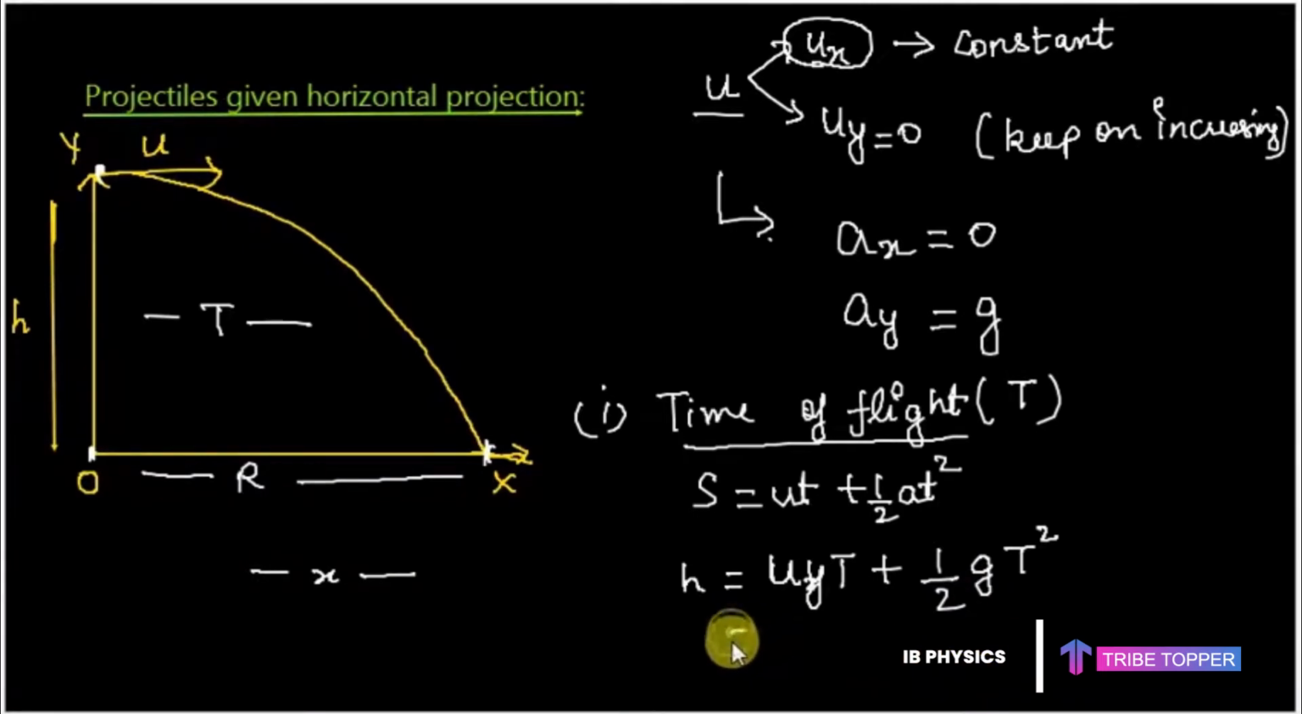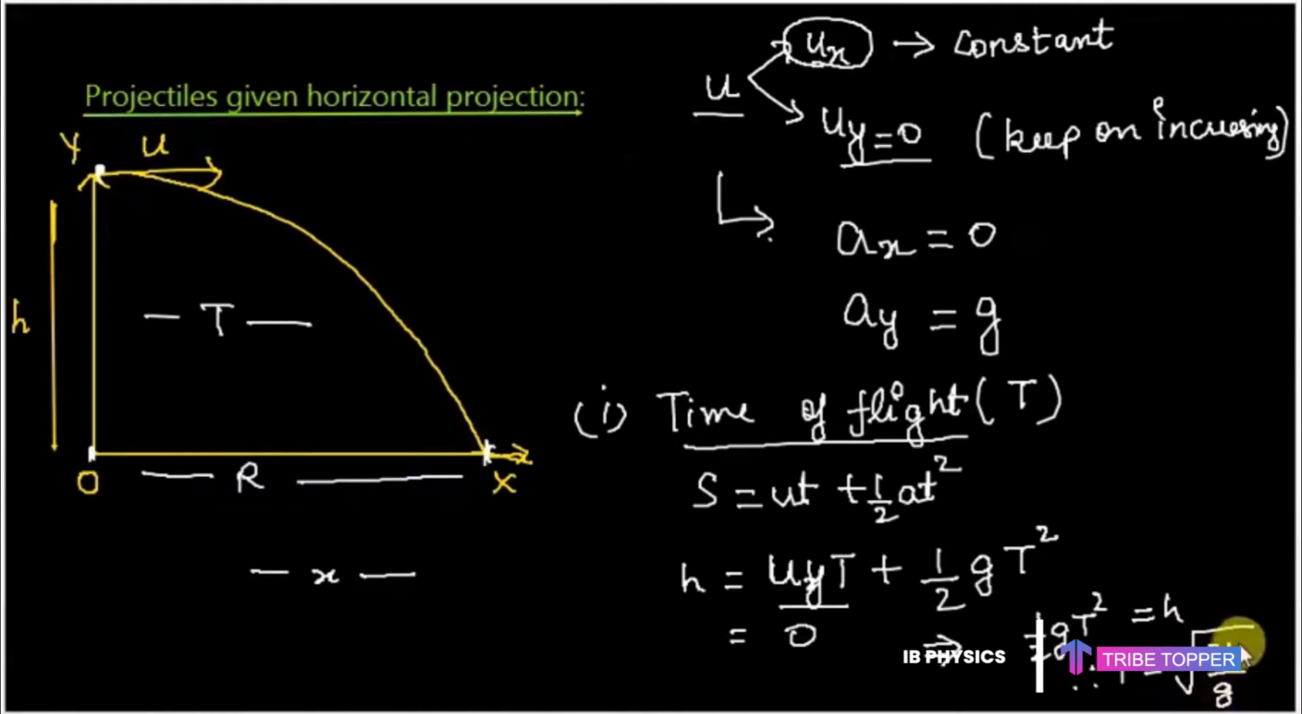Now this was 0 because uy, I've marked it 0 here, and plus half g t square. So that gives me a straight equation. Half g t square is equal to h. So what is going to be t? Therefore t is going to be root of 2h by g, right? Just rearrangement of the terms.